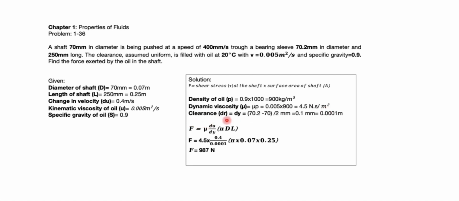So clearance, dr, is equals to dy. To get the value of clearance, we have to subtract the diameter of the bearing sleeve, which is 70.2 millimeter, by 70 millimeter, the diameter of the shaft, and divide it by 2, giving us the value of 0.1 millimeter. Then converting it into meter by dividing it by 1000, giving us the value of 0.0001 meter.